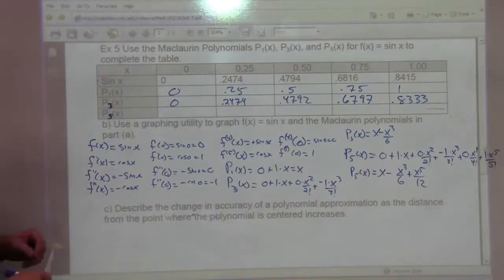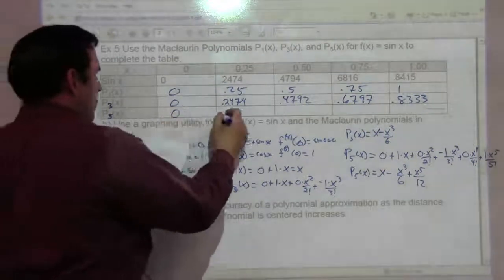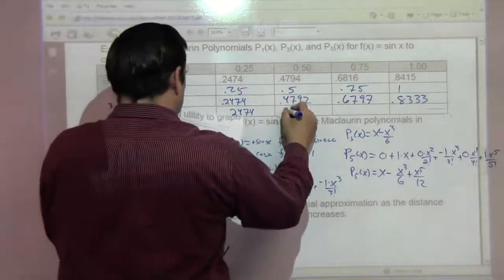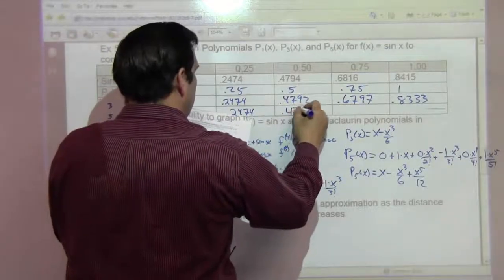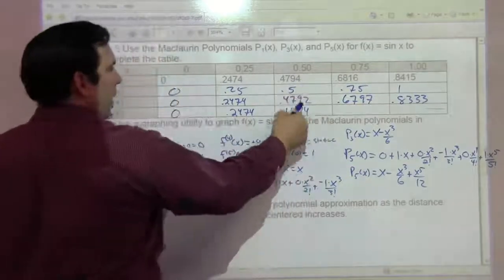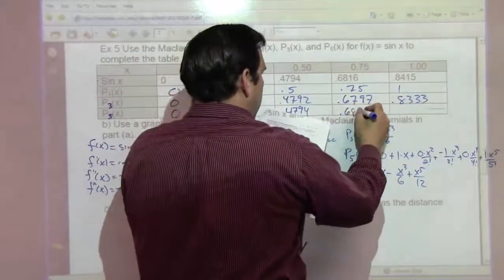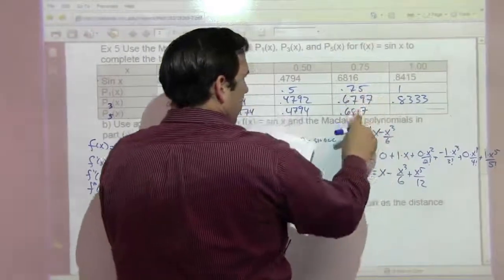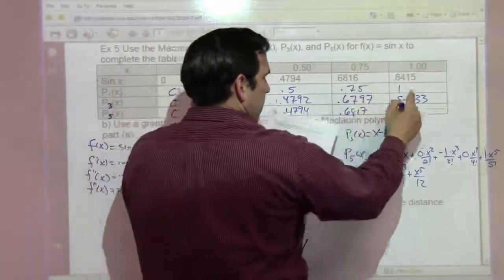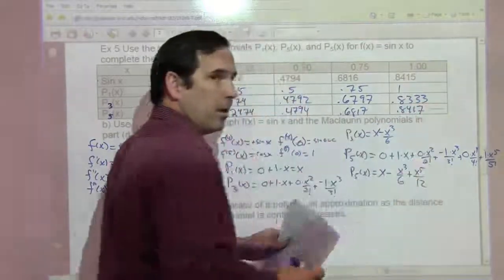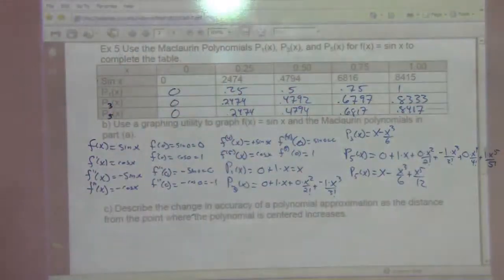And P5, 0 of course, 0.2474, 0.4794, so this is still right on. And at 0.75 we're at 0.6817, so getting a little bit off, but it's still really close. And at 1 it's 0.8417, so it's still very close. Still a very close result.